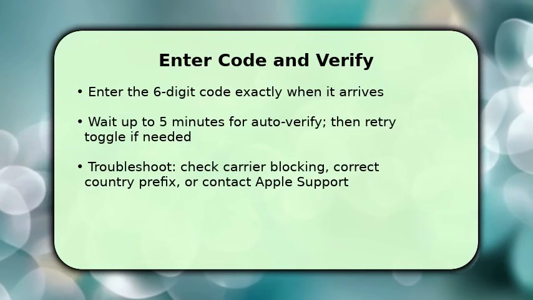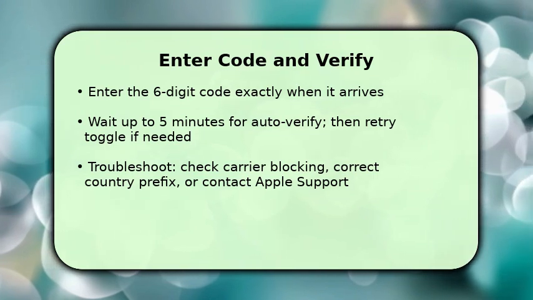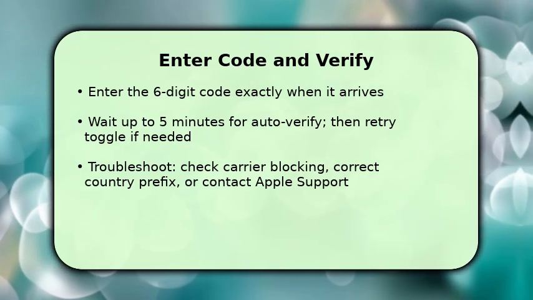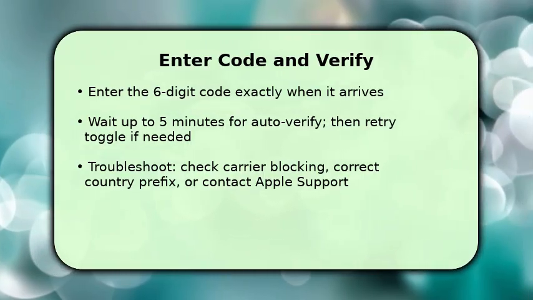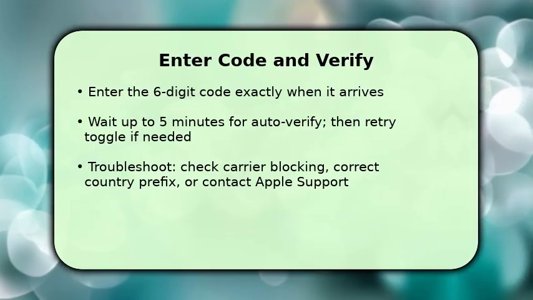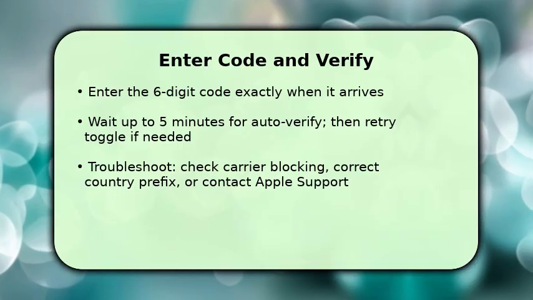You enter the 6-digit code immediately when it arrives. Accuracy matters because expired codes fail. The iPhone may autofill the code within a minute. If it doesn't, type it manually and confirm. If verification still fails, wait 5 minutes, toggle iMessage/FaceTime again, and retry the sequence.